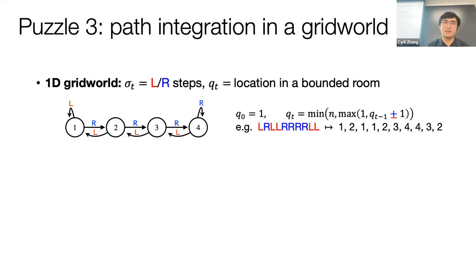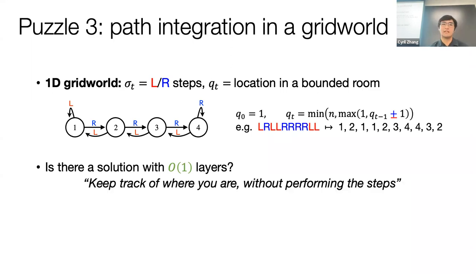Let's try to simulate this semi-automaton. Is there a shortcut with a constant number of layers? We already know there's a logarithmic number of layers. So intuitively, viewing this as keeping track of where you are in a grid world, we want to keep track of where we are, but use some global statistics to bypass the need to actually perform the step-by-step transitions of the machine.